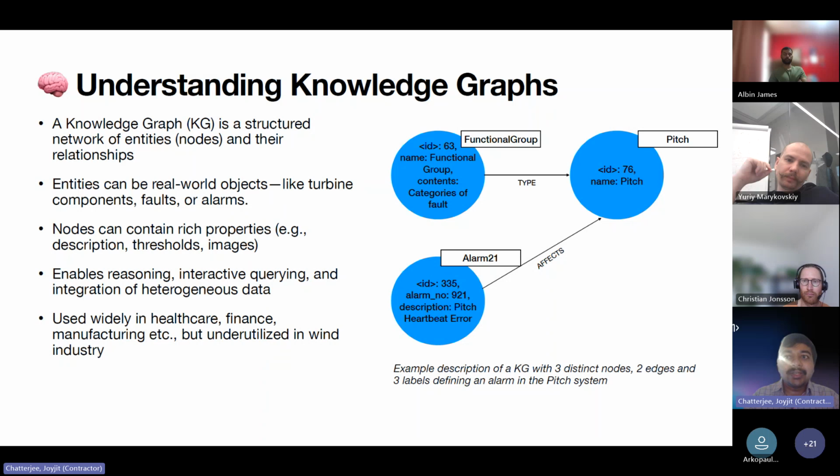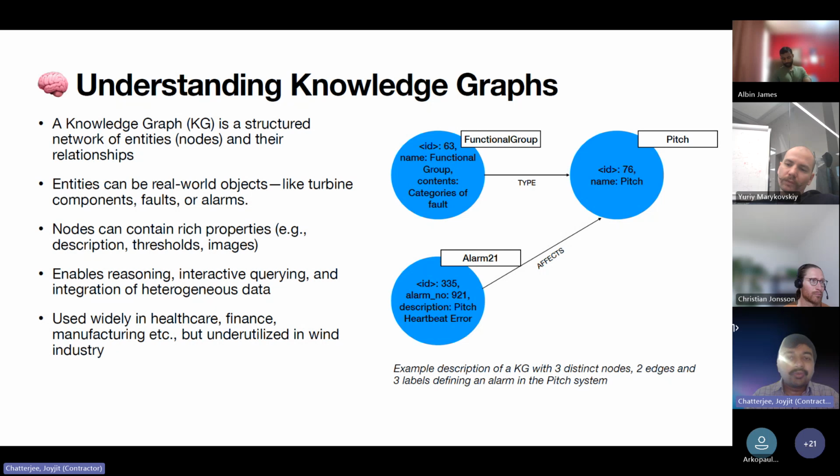So you can even add in images of how the pitch system error might look like in the real world, how a particular type of fault might influence the wind turbine and stuff like that. So a lot of things could be added. Values could be added, like the specific ranges of SCADA values or features in which you might actually trigger some sort of an alarm or anomaly. So a variety of thresholds, descriptions, and yeah, all those things could be added to your knowledge graph.